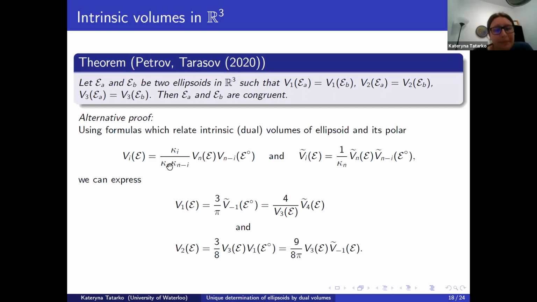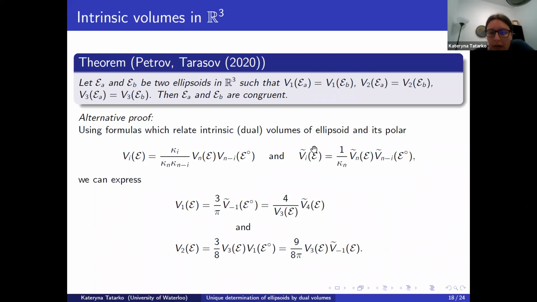So in order to prove the Polovin theorem using the dual result, we can make use of the following two formulas. The first one relates intrinsic volumes of ellipsoids and their polars, and the second one in a similar way relates dual volumes of ellipsoids and dual volumes of their polars. So then we can express mean width just by using the representation of mean widths in R3 as, up to a constant, the minus first dual volume of the polar corresponding ellipsoid.